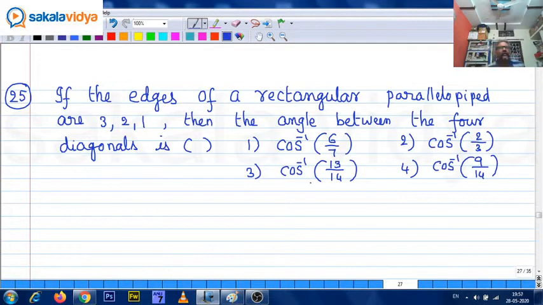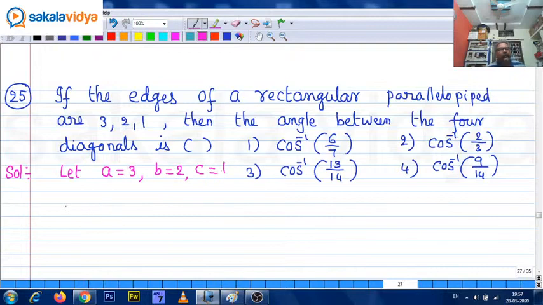Okay. Here the edges of a rectangular parallelepiped are 3, 2, 1. Then the angle between the four diagonals we need to find out. So now, for example, let us say a, b, c be the edges. Let a equals 3, b equals 2, c equals 1.